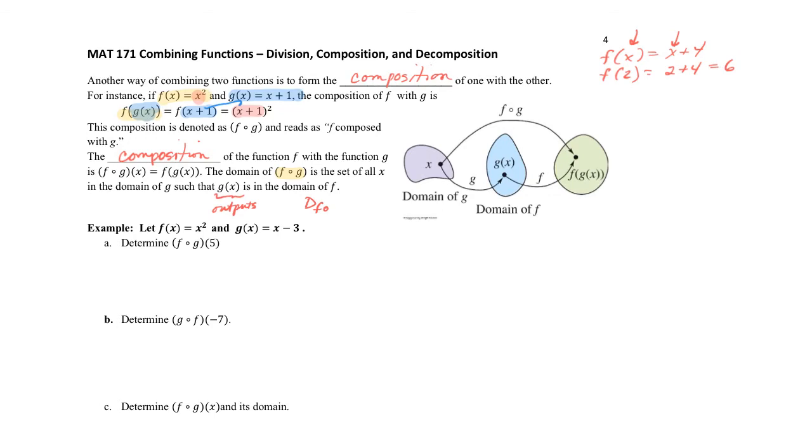So the domain of f composed with g, notice that little circle is read "composed with." So the domain of f composed with g is equal to the domain of g intersection with the domain of f composed with g. So what we're going to do is look at the domain of g, the domain of the inside, and then intersect that, or find where that comes together, with the domain of the new function f composed with g. So let's walk through one of these, and I think it'll be more clear.